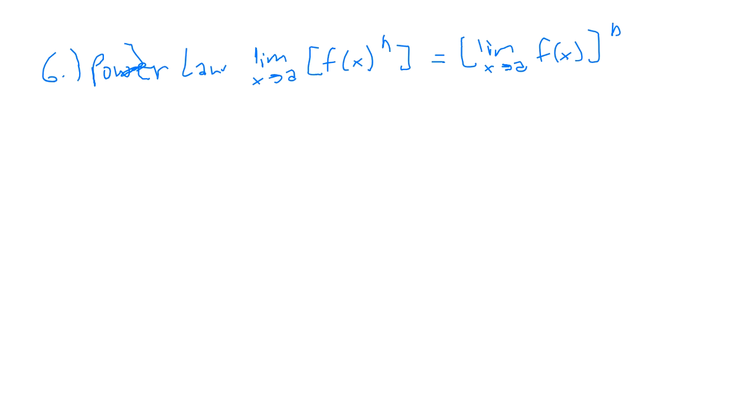We have our root law, which is essentially the same thing, just doing the inverse. So if we have our limit as x approaches a of f of x to the nth root, then that essentially says we can take that final limit to the nth root.